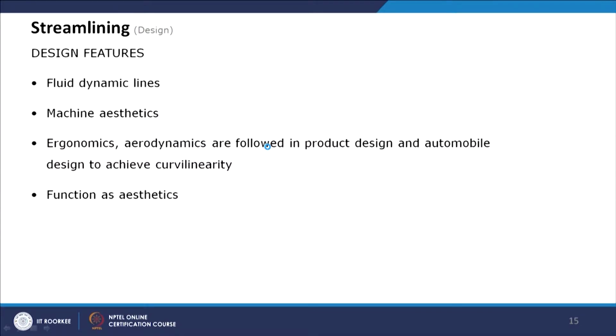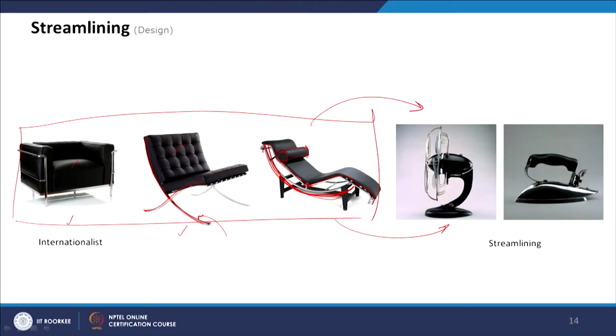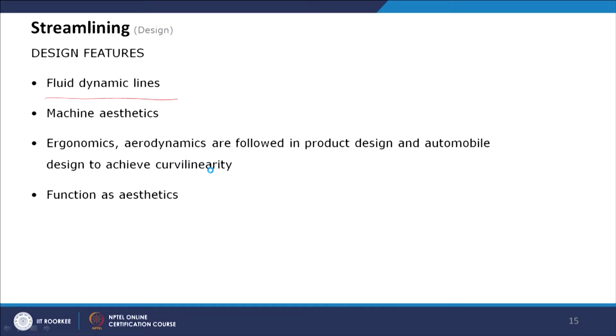So if we discuss the design features of streamlining, there was a fluid dynamic line, which is not part of the internationalist furniture design. So there was no fluid dynamic line. There are some lines, but mostly they're trying to fit into a pure geometric form. For example, this is a semicircle, this is also a semicircle, and there's a little blend into the curve. But in streamlining, there were more dynamic forms, and there was no pure geometric curve.